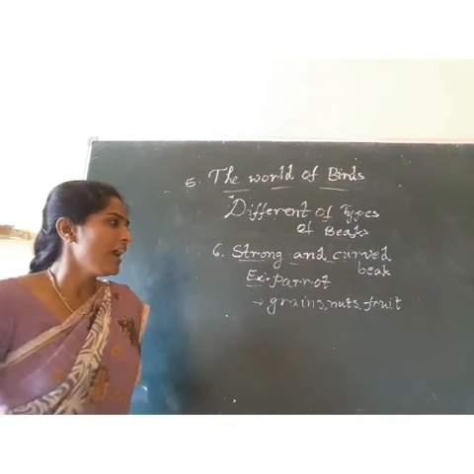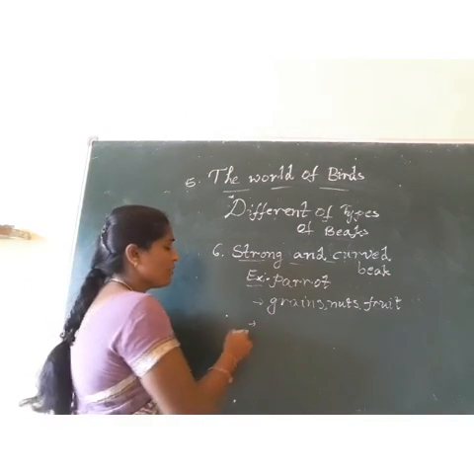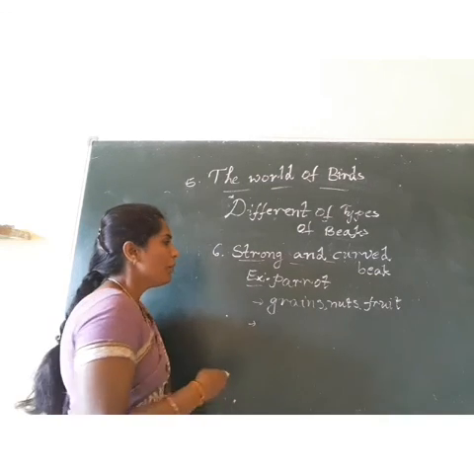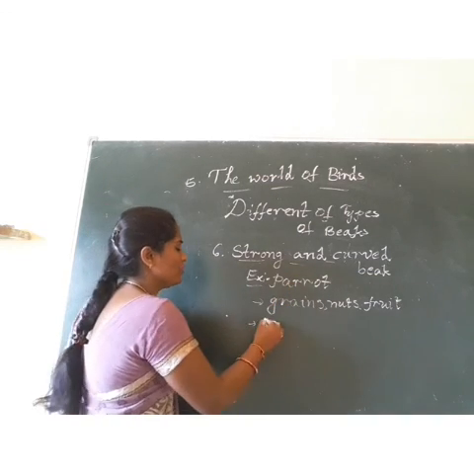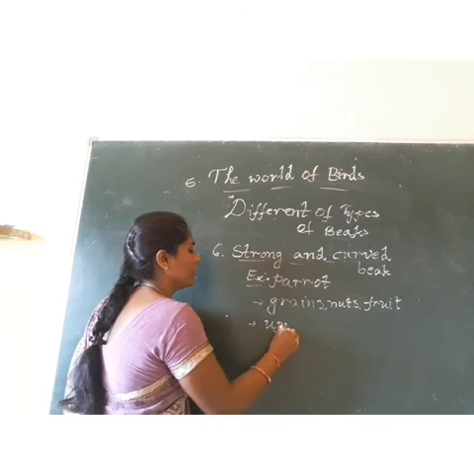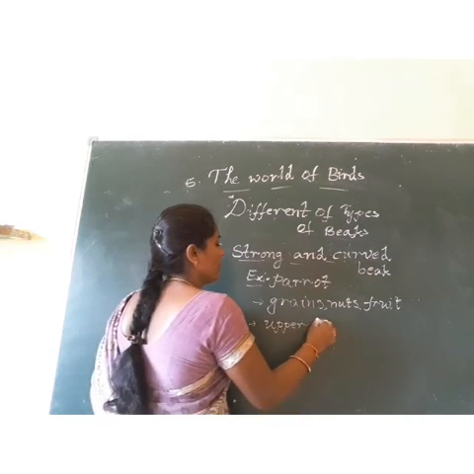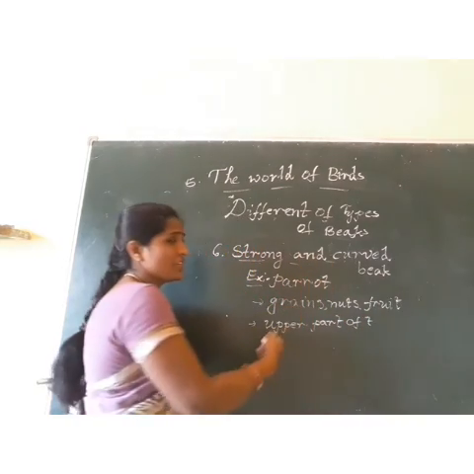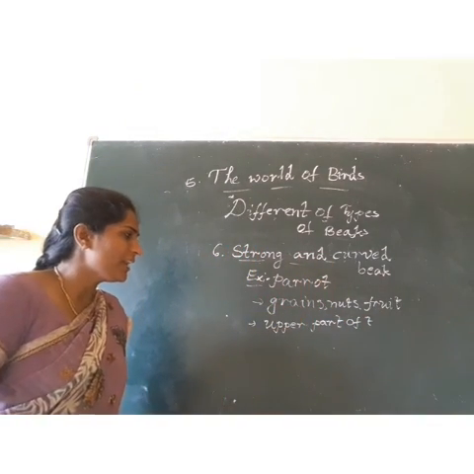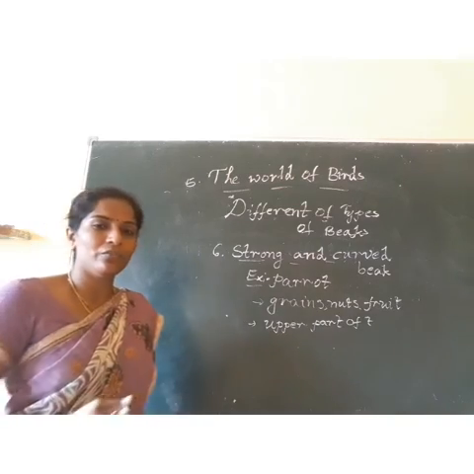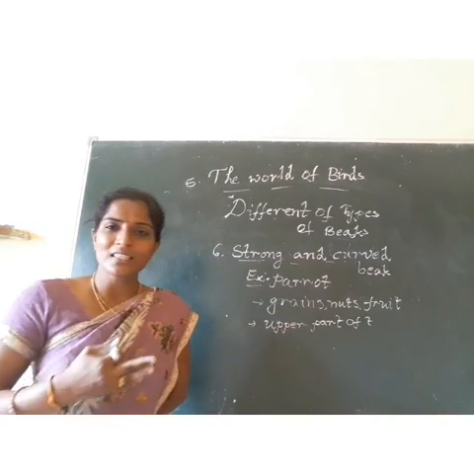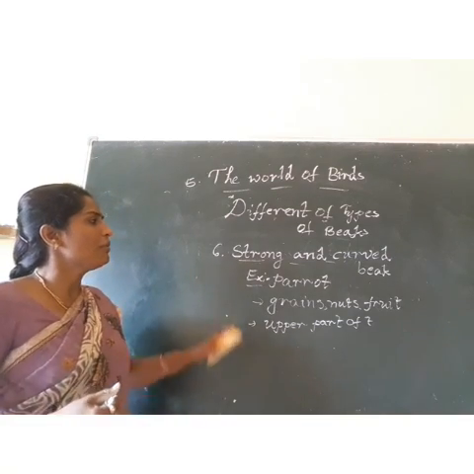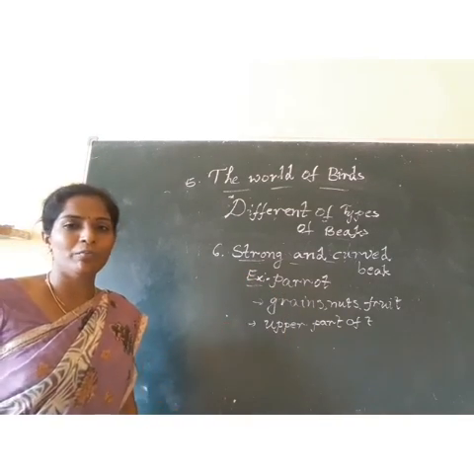And also see here, some of the birds use their upper part and lower part also. But this parrot uses only the upper part of the mouth. While it is crushing the grains, the parrot uses only the upper part of the beak while it is crushing any nuts or grains. So this is about the strong and curved beak.